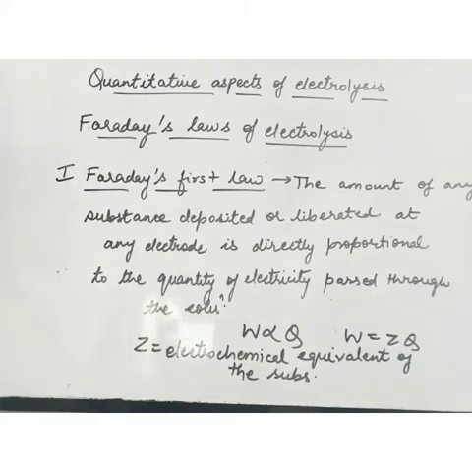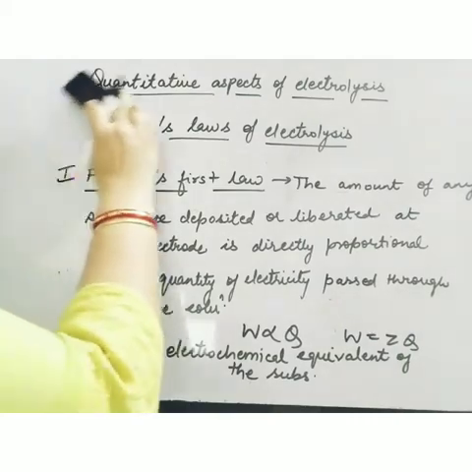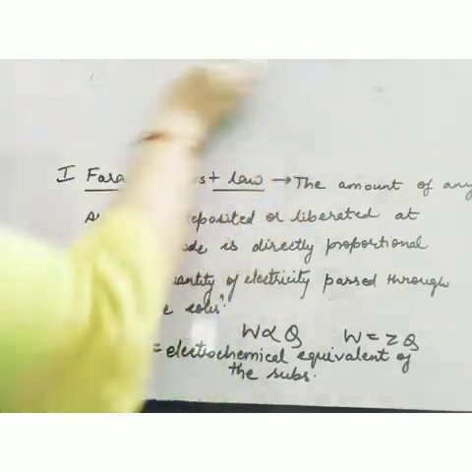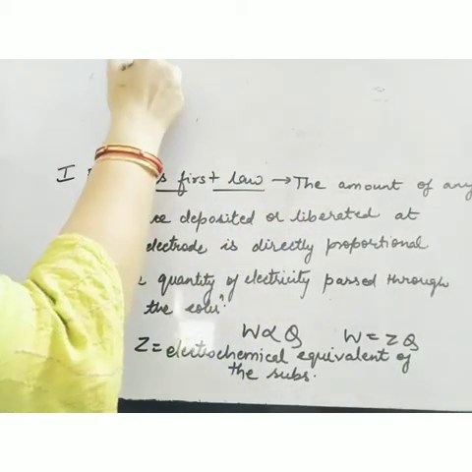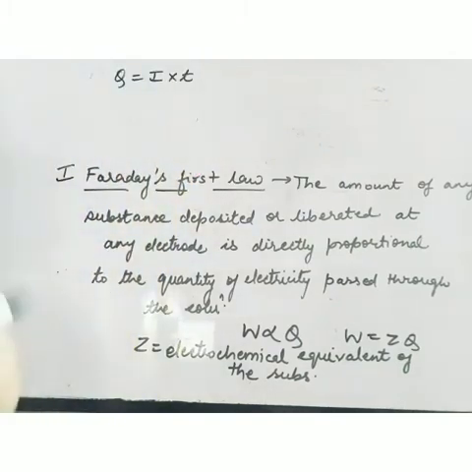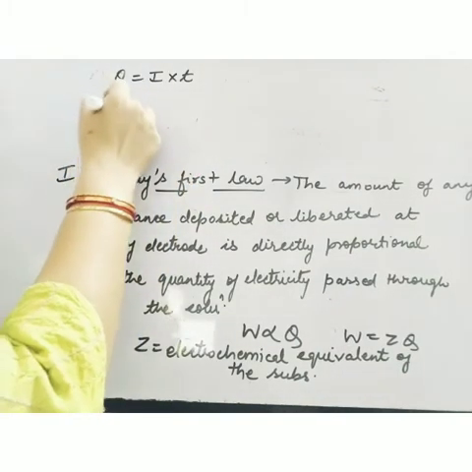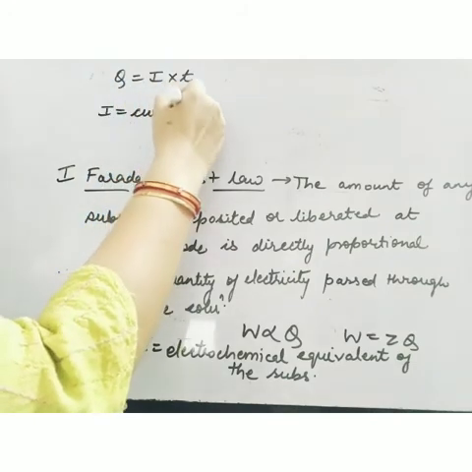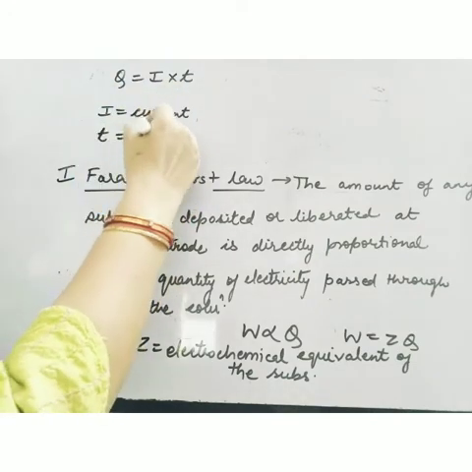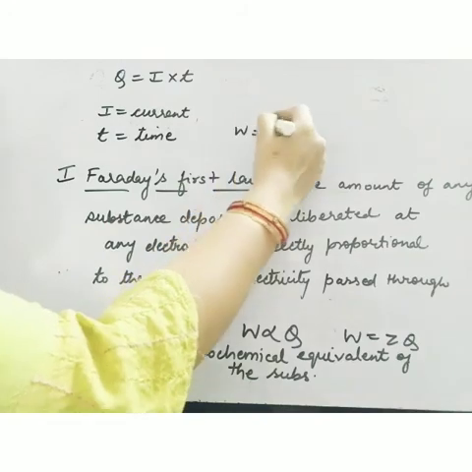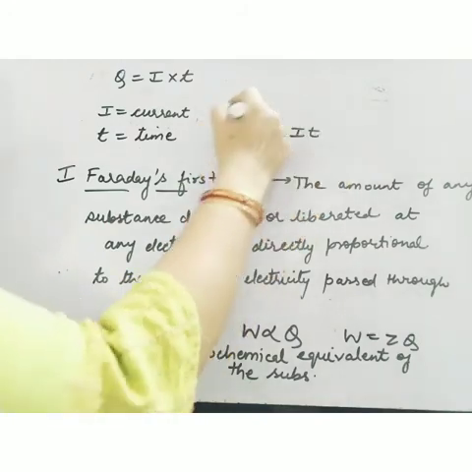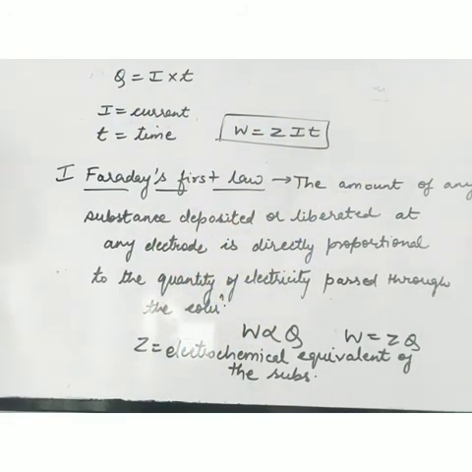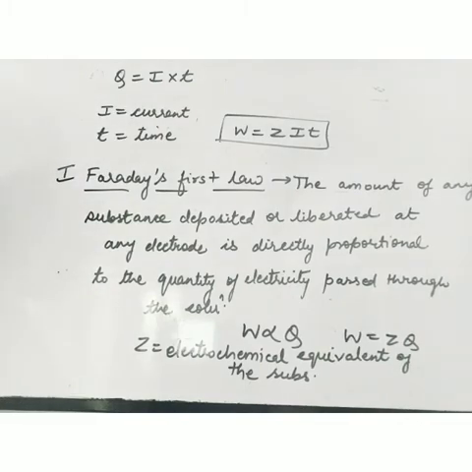Now, how to calculate Q? Q is basically charge. So we can write Q is equal to I into T. Now what is I here? Current, in amperes, and T is the time period. So we can write the formula W is equal to ZIT. This formula we can use for calculating the weight of substance deposited.